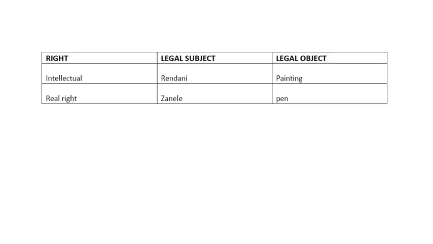Okay, here is our table. We're going to start with Rendani, because you don't have to mix up Zanele and Rendani's rights or legal objects or whatever. You need to write everything logically so that you can get everything correct.